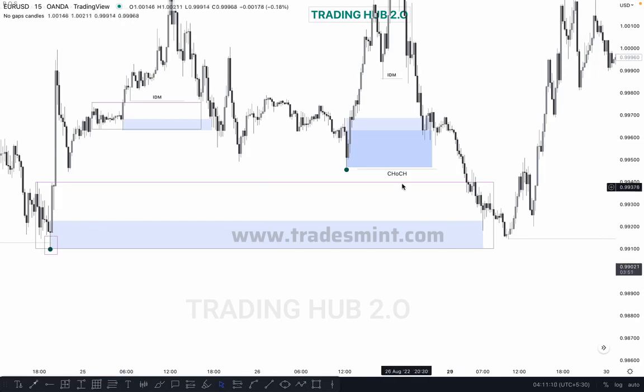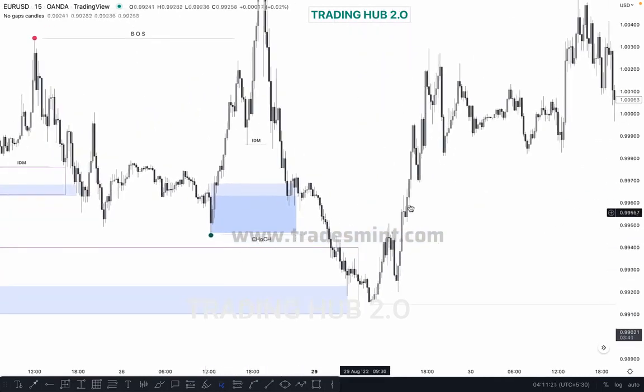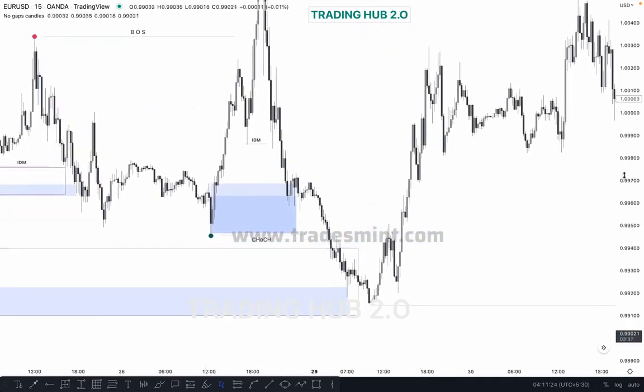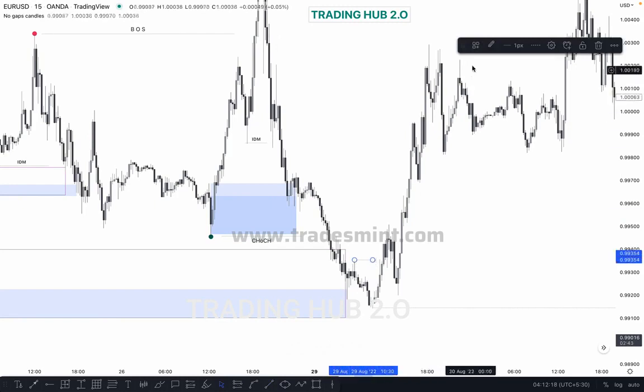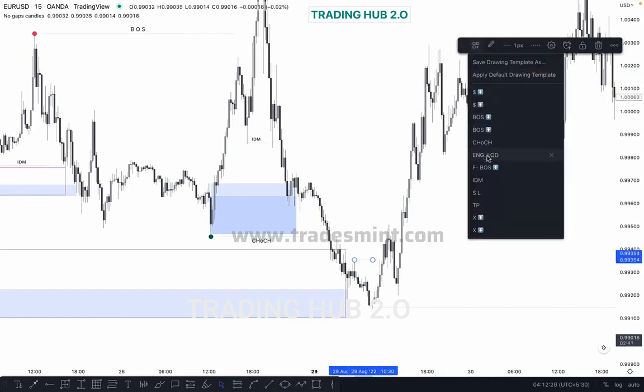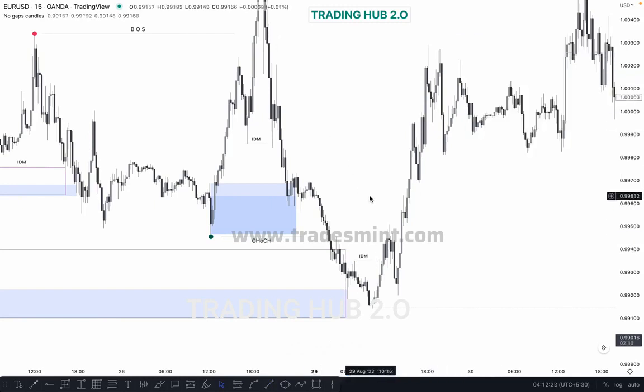Why? Because market structure shifted bullish to bearish, and now we are looking for the sell. So where is our next sell, bearish order flow? In this case, market broke the structure here. First thing, you have to mark your inducement, and second thing, mark your engineering liquidity. So first one is our inducement. Which one is it here? Why?